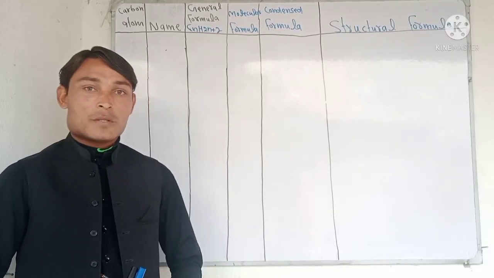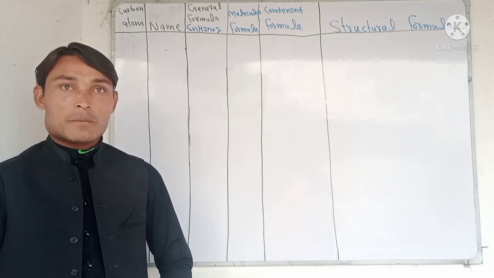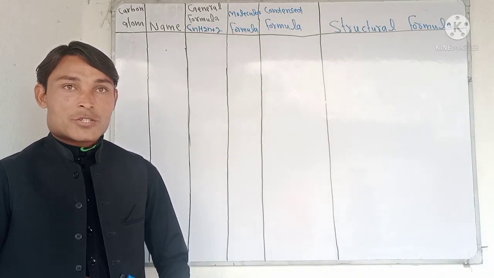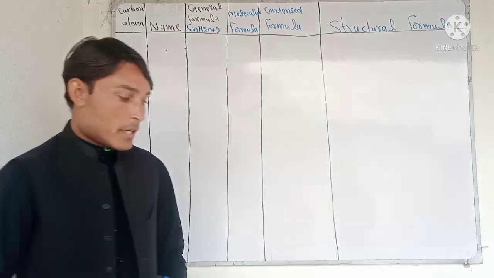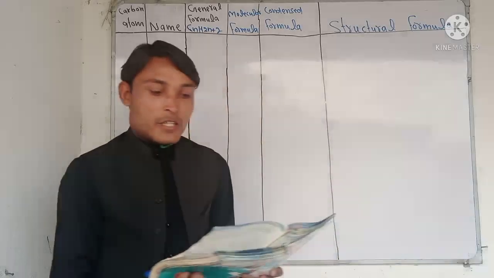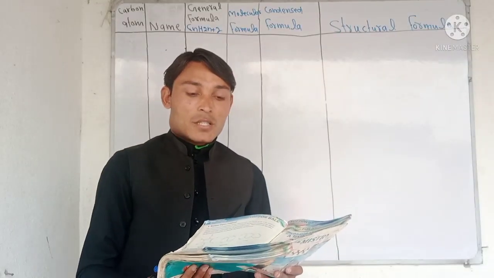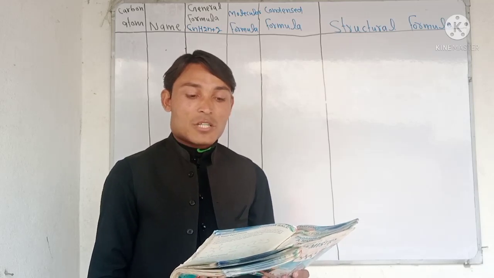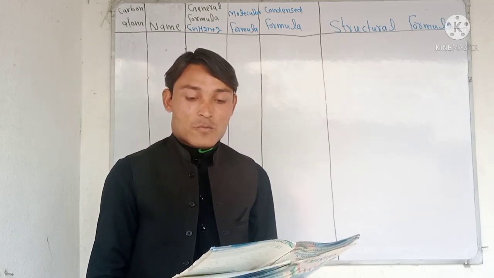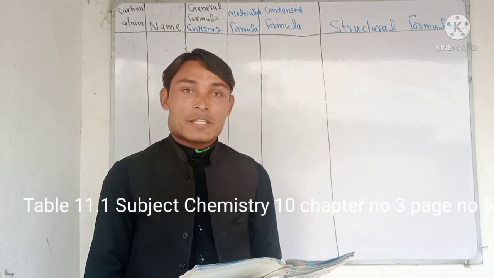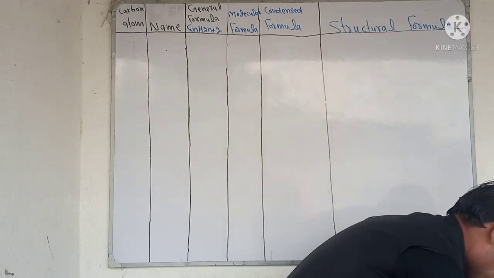This is Ansar Ahmed, and in today's video I am going to talk about grade 10 chemistry, chapter number 3. The topic is on page number 53. There is a chart which explains the carbon atom name, general formula, molecular formula, condensed formula, and structural formula. So in this video I am going to explain this chart in detail. So now let's discuss it.